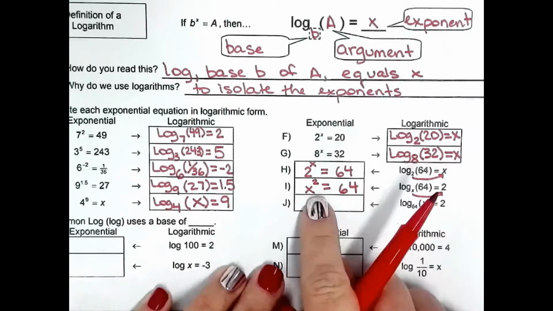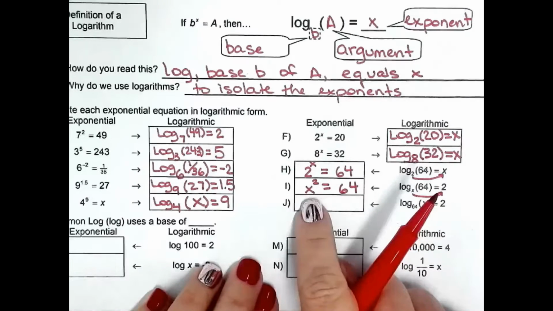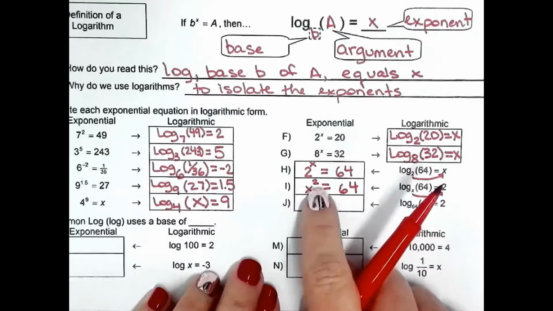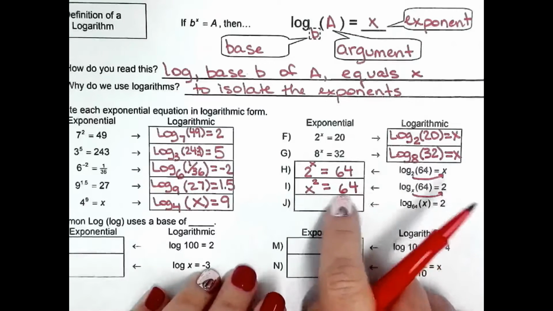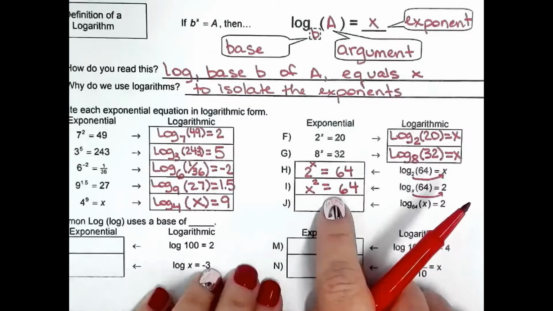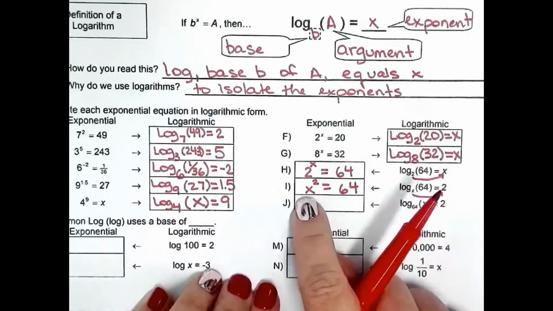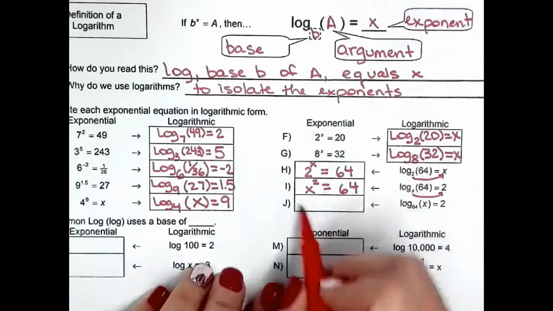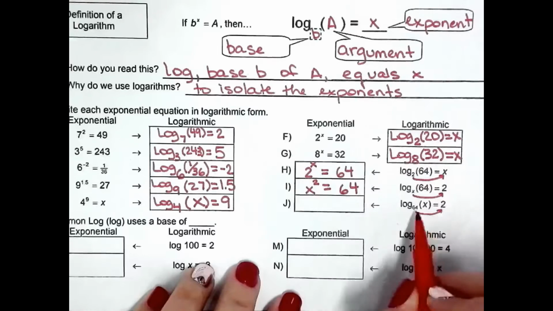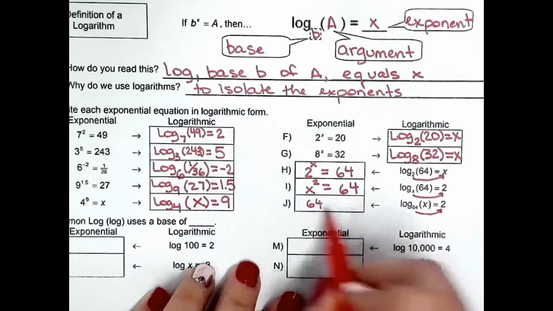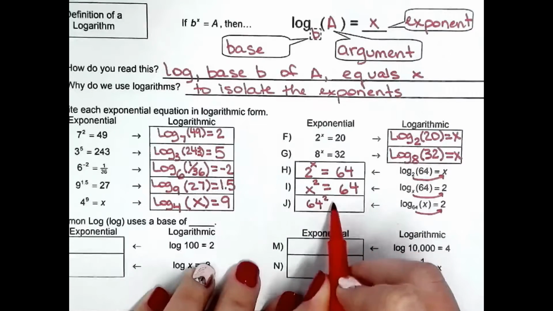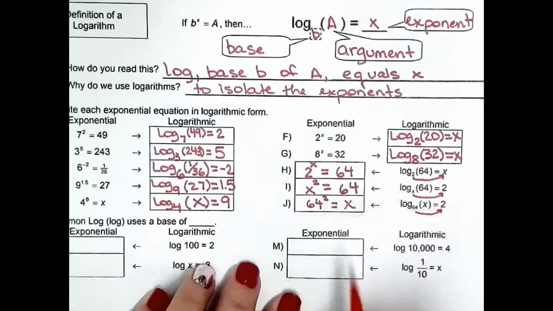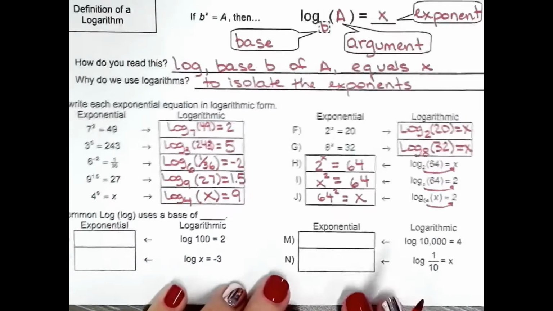I want to stop here for a second. When you look at this, what squared gives you 64? And we will use these properties right here to help you solve for x. Base 64 to the exponent 2 equals the argument x.